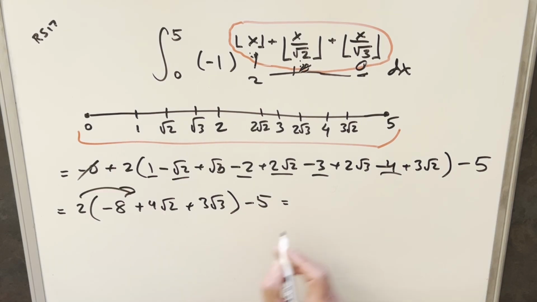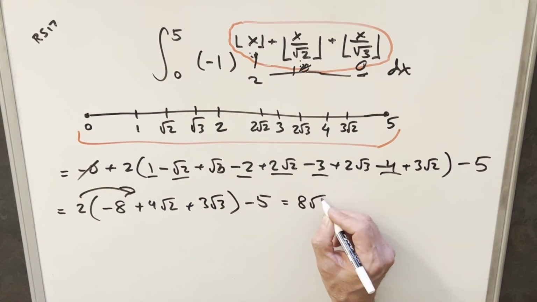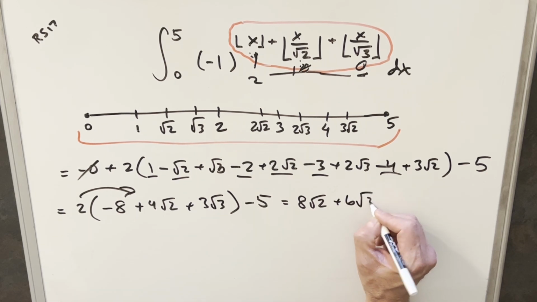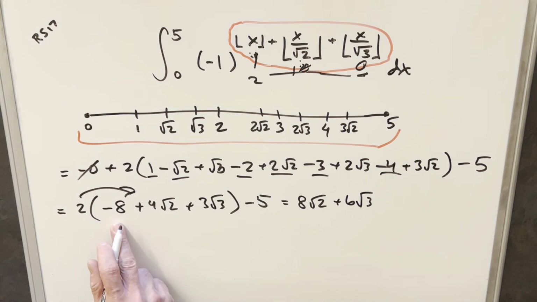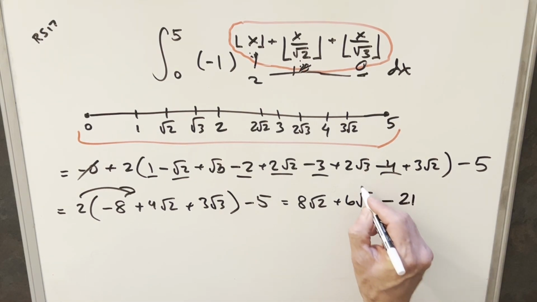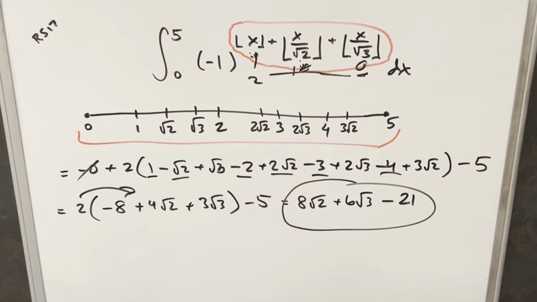Distributing in first, we'll go to here. I'm going to have 2 times 4 square root of 2 is 8 square root of 2. 2 times 3 square root of 3 is 6 square root of 3. 2 times minus 8 is minus 16. Minus 5 is minus 21. And that's it. So unusual problem, we actually spent a lot more time on the initial simpler example.